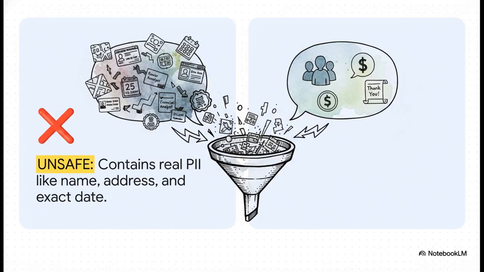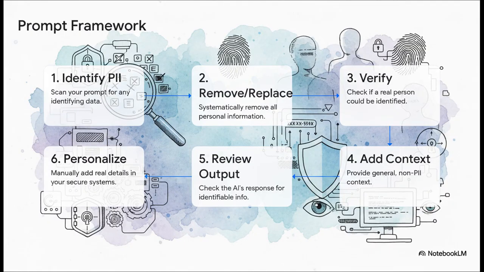The AI can whip up a perfect template for you, and Margaret Johnson's privacy is completely protected. It's a brilliant and simple switch. To make sure this becomes a habit, just use this 6-step framework every single time. Seriously, think of it as your pre-flight checklist.